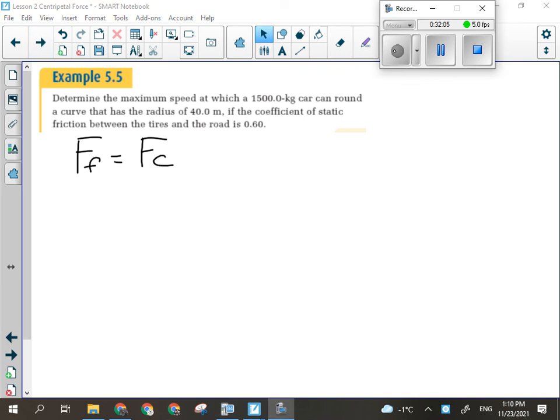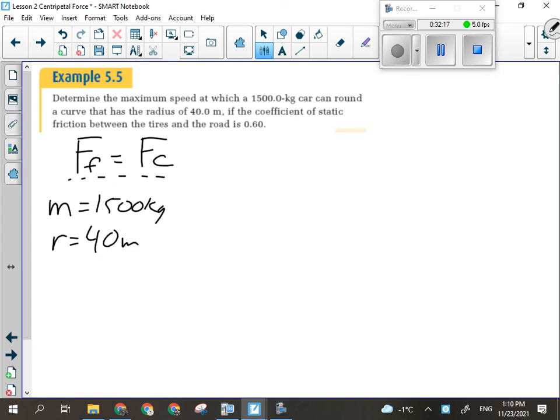Our givens in this question are the mass, 1,500 kilograms. We're also told it's an unbanked corner, which is why we had this reasoning earlier. We know the radius of the corner is 40 meters, and the coefficient of friction is 0.6. Our centripetal force is being provided by the force of friction, so they're equal. That means mu times the normal force equals mv squared over r.